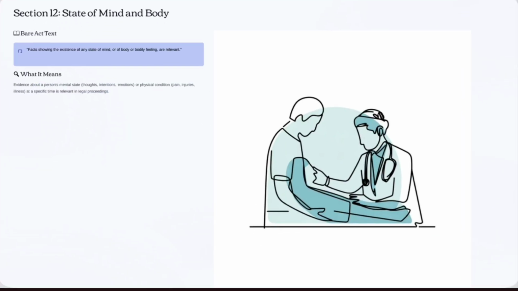State of mind and body. So what do you mean by state of mind?